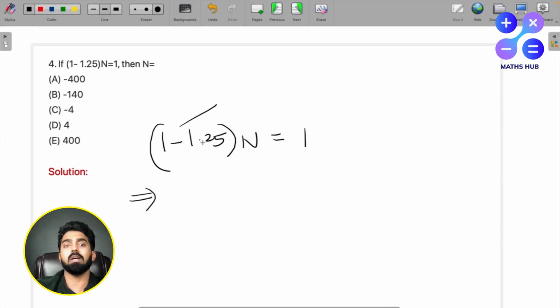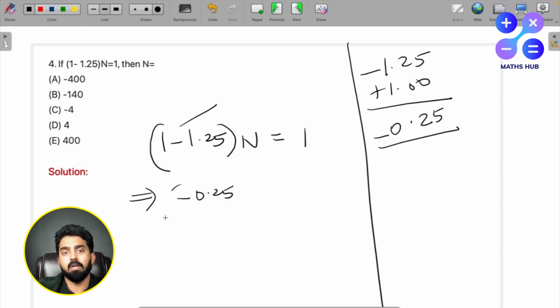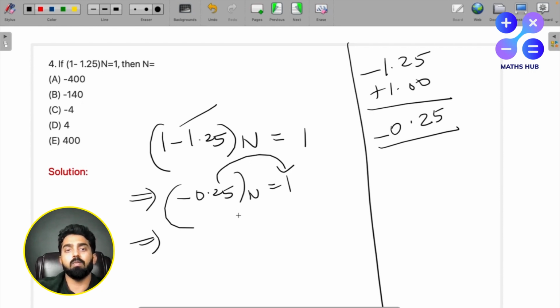So if you go to PEMDAS, you'll always solve the brackets first. So 1 minus 1.25, how much is that? So 1.25 minus, and this is plus 1.00. As decimal subtraction, you're going to subtract 5, subtract 2, subtract 1, which is 0. And this is a minus, so it's minus 0.25 into n equals 1. So if you take this this way, what will you get? n equals 1 by minus 0.25.